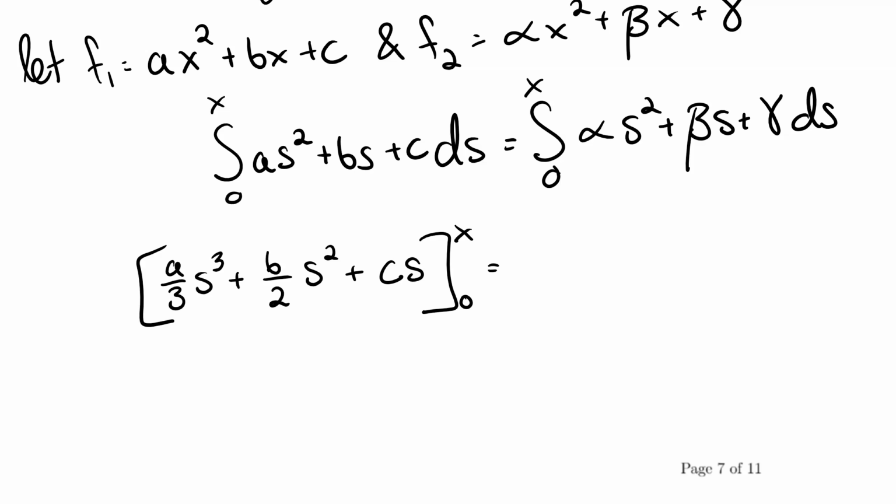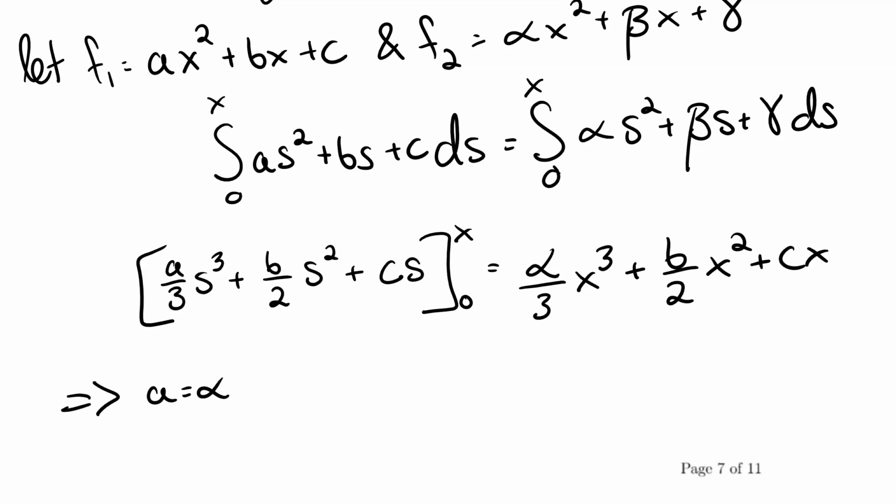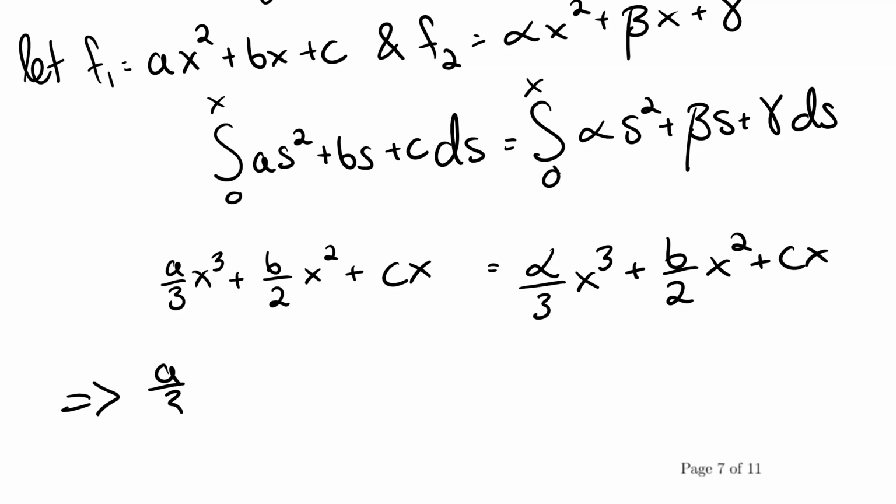Oh, okay, well, we could literally work that out. So let's work it out on this side. So we get x cubed. All right, so maybe as you've caught on by now, we can just say that a has to equal alpha, right? Because if I plugged in the x's here, the only way would be for a over 3 x cubed to equal alpha over 3 x cubed.